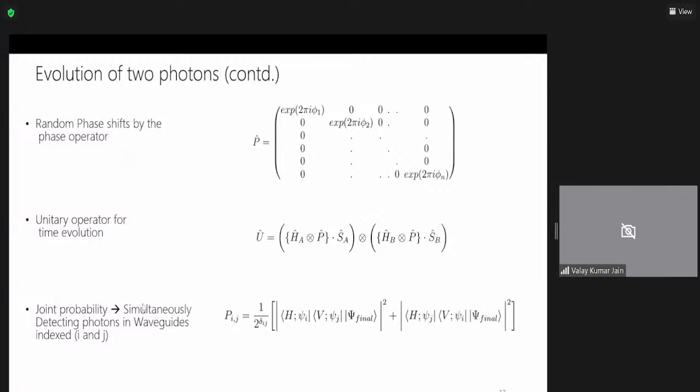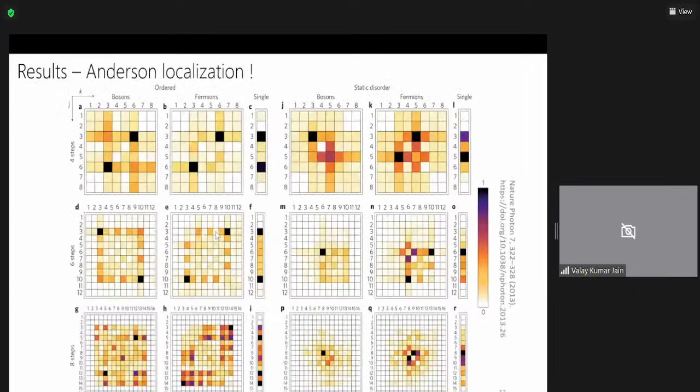And in order to calculate joint probability, what does joint probability mean? It's the probability of finding a photon in the ith waveguide and the jth waveguide simultaneously. And you will see over here, these are just projections of the final wave function onto the possible outputs that it can take. It can be either horizontal or vertical, while being in the ith or the jth waveguide, and vice versa. So you take the projection of all the possible outputs, and you use that to calculate the joint probability. So we have the mathematical structure clear.